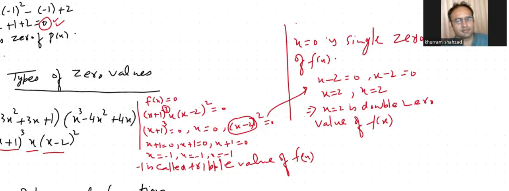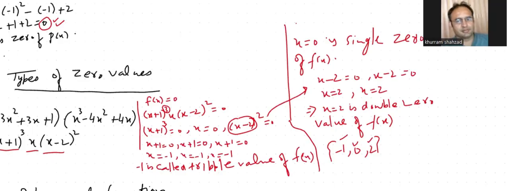So these are the types of the zeros. It depends upon the number of times the root is being repeated. If someone asks you to find the distinct values, the distinct values are -1, 0, and 2. But we know that -1 is being repeated 3 times, so it is called a triple value of polynomial f of x. This 0 is being repeated once, so this is a single zero value of the polynomial f of x. This 2 is repeated twice, so 2 is called a double zero value of the polynomial f of x.